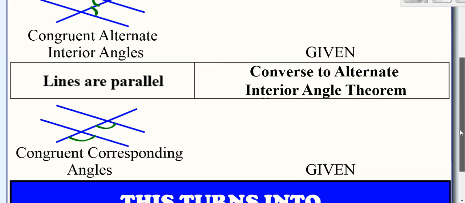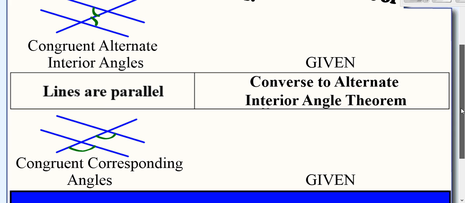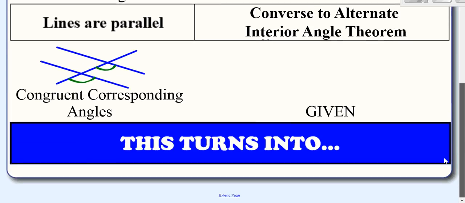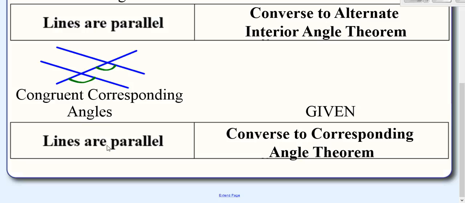So the next one is corresponding angles. If you have corresponding angles are congruent, that also tells us the lines are parallel by the converse of the corresponding angle theorem. So if you know the angles are congruent, you can say the lines are parallel by using the converse of whatever type of angle they are.